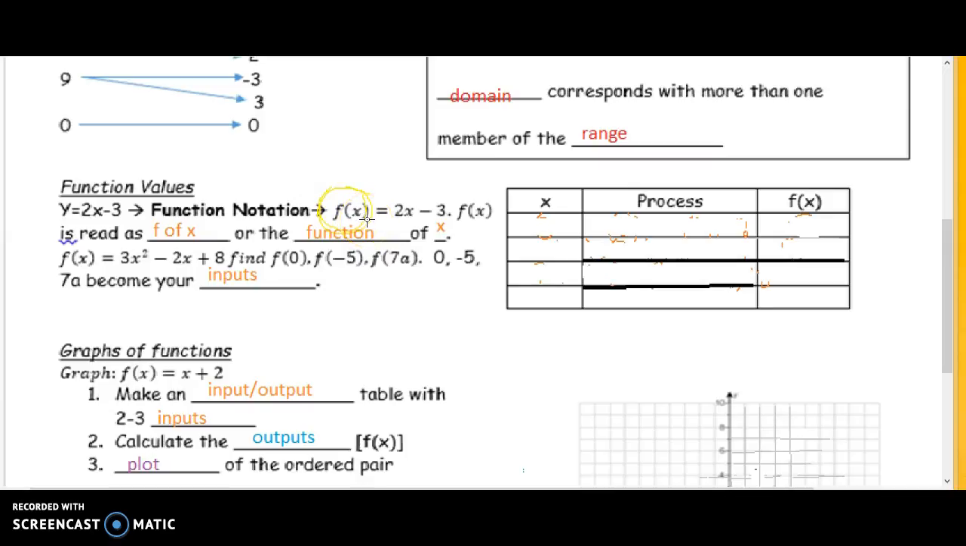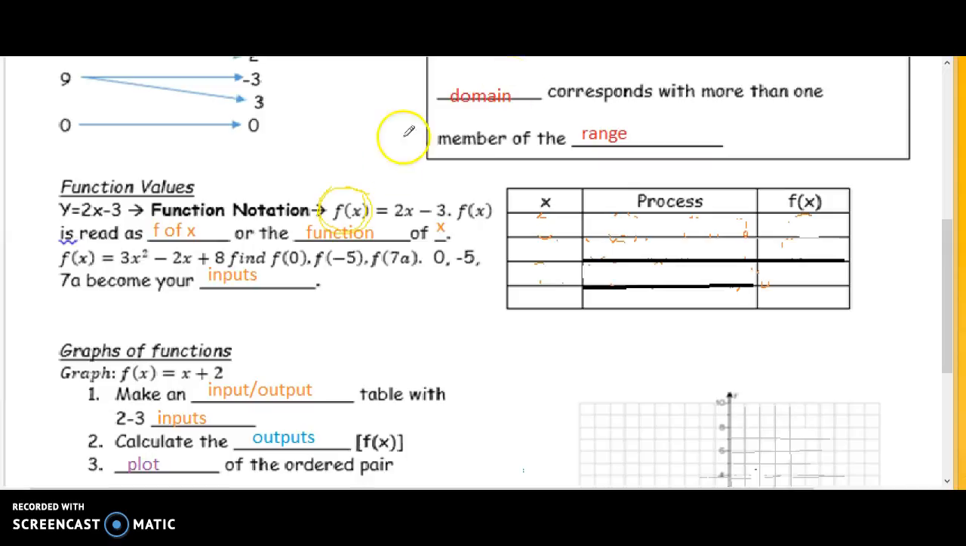Whenever we're trying to find the value, they'll give you a function like this one, f of x is 3x squared minus 2x plus 8, and then they say find f of 0, f of negative 5, and f of 7a. All that means is that the 0, the negative 5, and the 7a, the stuff in parentheses here, that becomes your input. So they're telling you that's what I want you to use for your input. So we have a little input-output table over here.